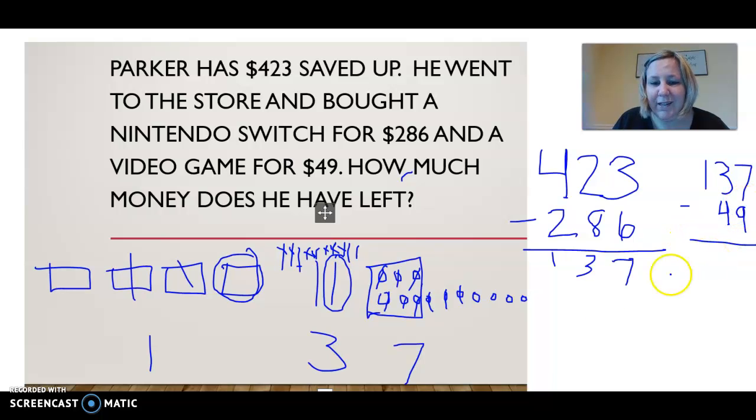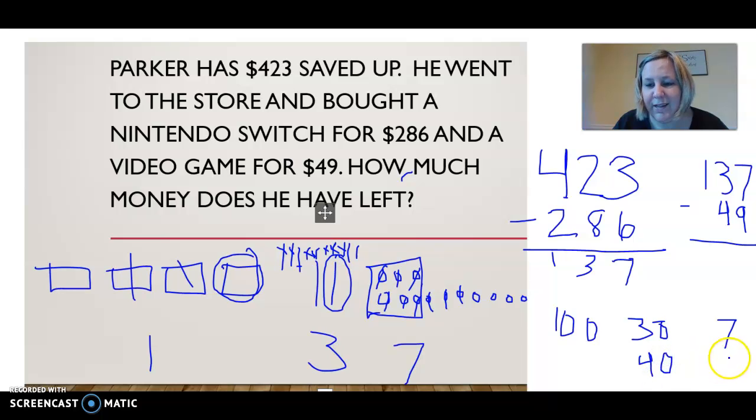So instead of drawing it out, I'm going to decompose it because I think that's fun. And whoops, 37. And then I don't have any hundreds, but I do have a 40 and a 9. So I can't take 9 away from 7. So I'm going to have to borrow a 10, and that becomes 20. And then I have 17 minus 9.